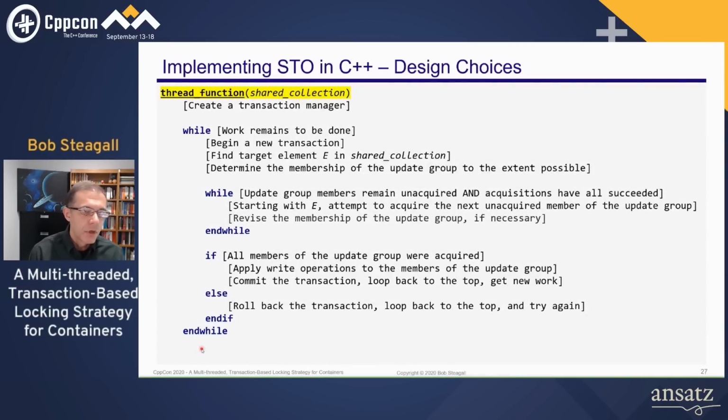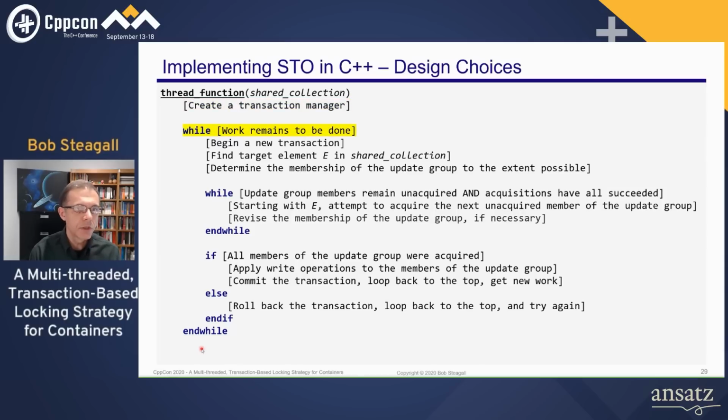So here's some pseudocode that I'd like to walk through very quickly that describes the algorithm at a high level before we jump into real code. So let's assume that we're starting a thread function, and one of the arguments to that thread function is a reference to our shared collection. The very first thing we do in the thread function is we create the transaction manager. Once the transaction manager starts, we begin looking for work to do.